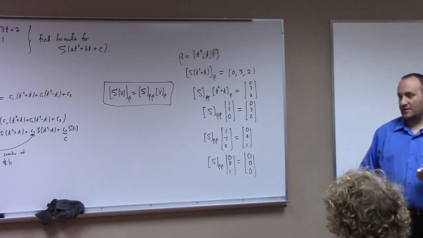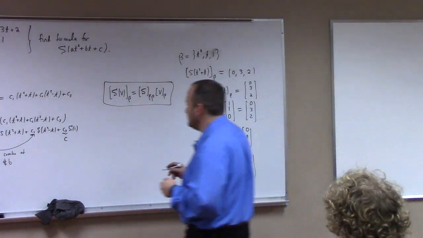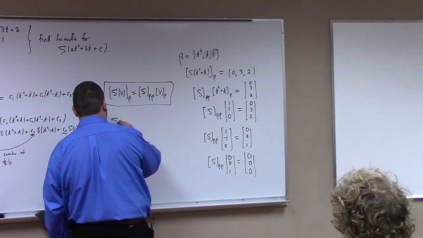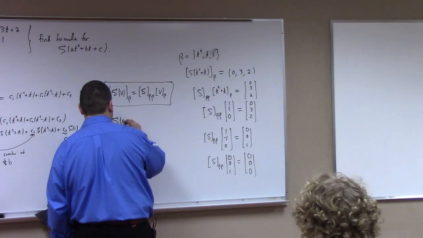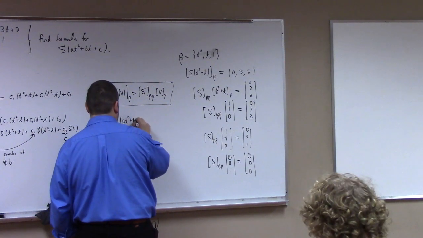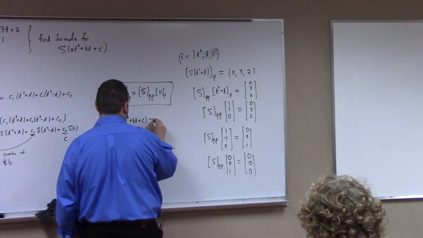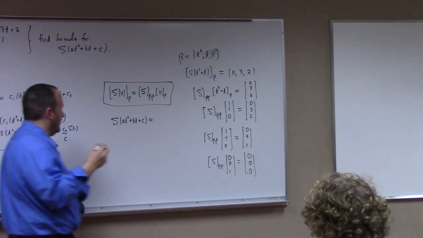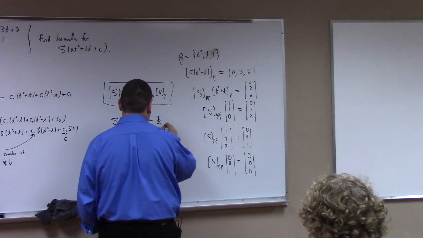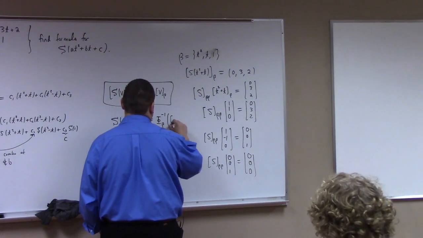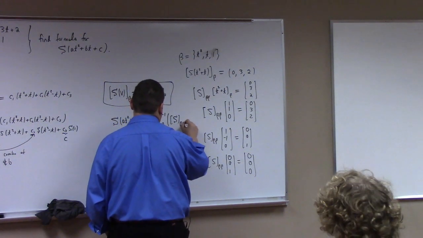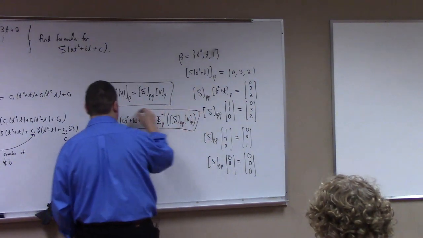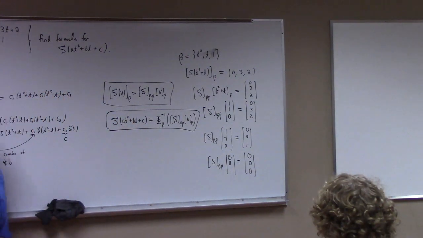Once you find the matrix, what does it tell you? Your formula. What I'm trying to ask is S of at squared plus bt plus c is equal to, how does the matrix help you? Well, specifically, here's how it helps you. You do the inverse coordinate map of the matrix S beta beta times v beta. That would be how we track back once you find the matrix.